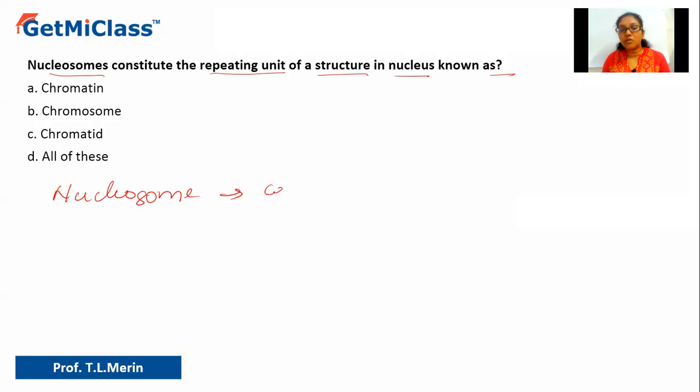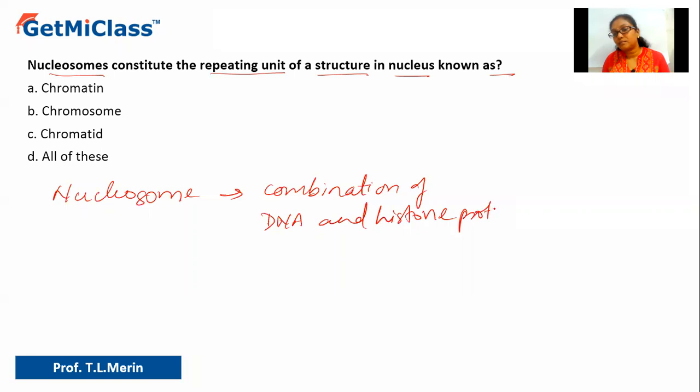So nucleosome is the combination of DNA and proteins. Okay. It is a combination of DNA and which type of protein? Histone proteins. And that is what a nucleosome is. And it looks like a bead-like structure. Okay, it looks like beads on a string, kind of a design. The beads are nothing but the nucleosomes.